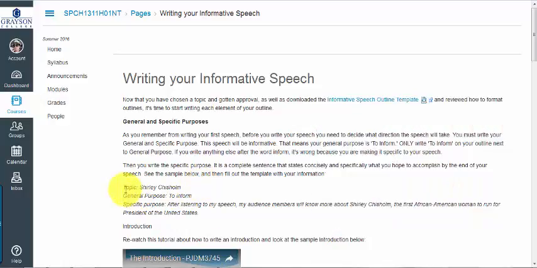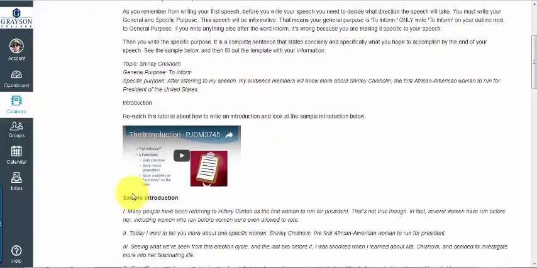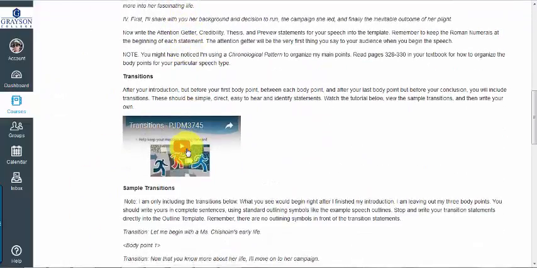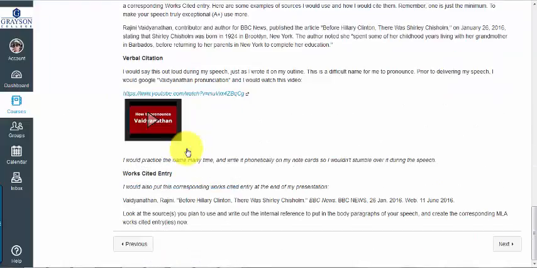So make sure that you're looking at how to do a general purpose, specific purpose, that you've rewatched or know how to do an introduction. The transitions are key, and the conclusion. This is how to do a verbal citation, and I'm pointing out here in this video that if you don't know how to pronounce someone's name, you need to look up how to pronounce it.